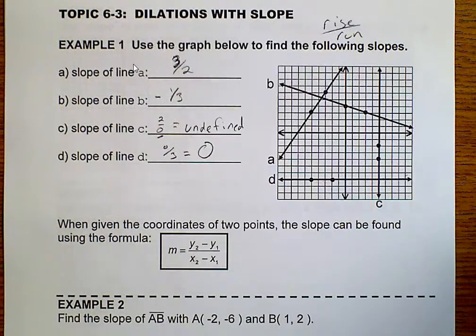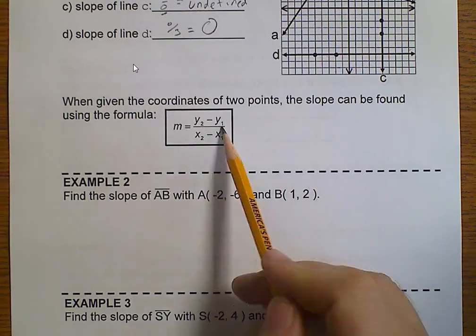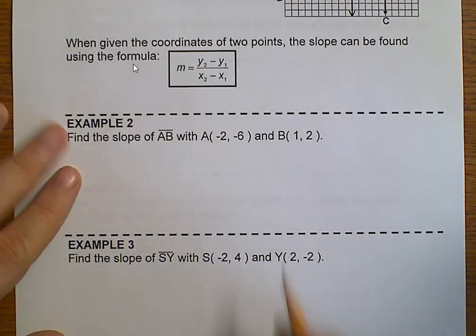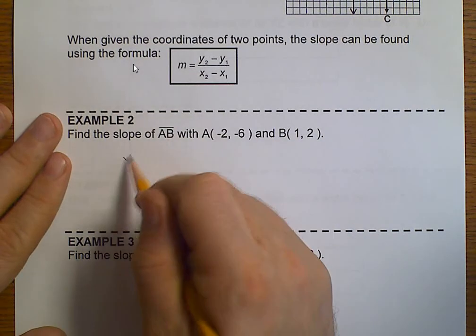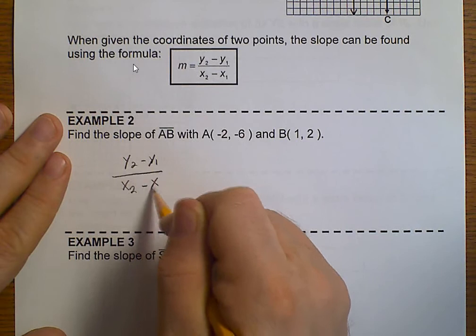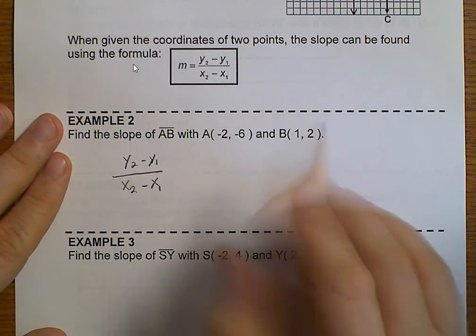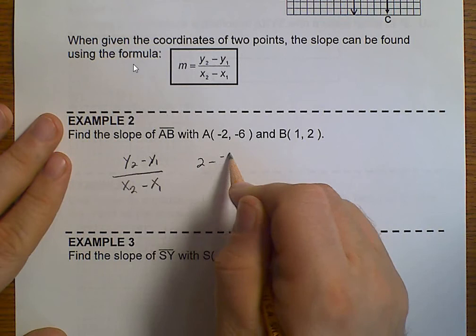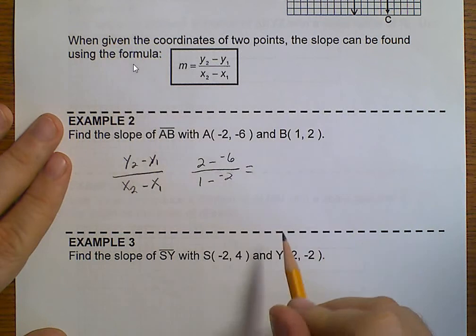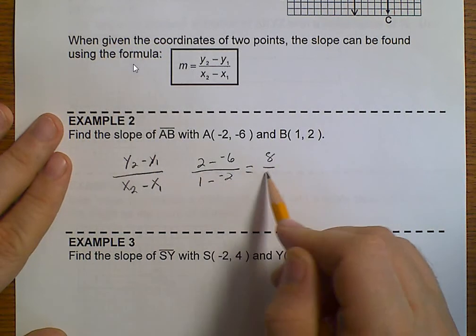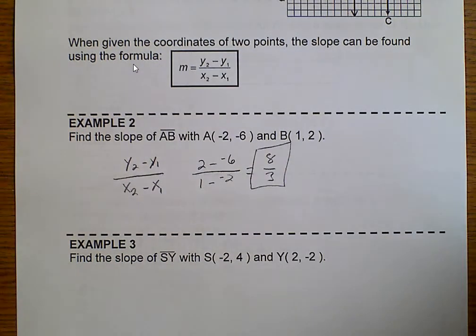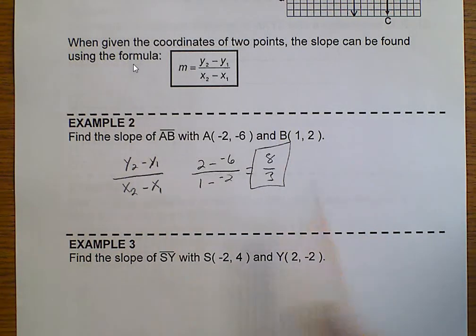Now, if you don't have a graph, we do have this formula that we can use to find slope. So now we're going to use this formula to find the slopes for examples 2 and 3. So y2 minus y1 all over x2 minus x1. So y2, that would be 2 minus negative 6 all over 1 minus negative 2. Well, that would be 8 over 3. And that's the slope. Very simple. You just use the formula, plug it in, we're good to go.